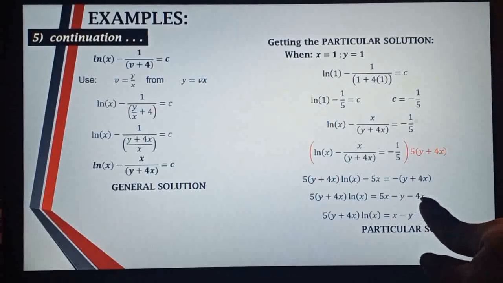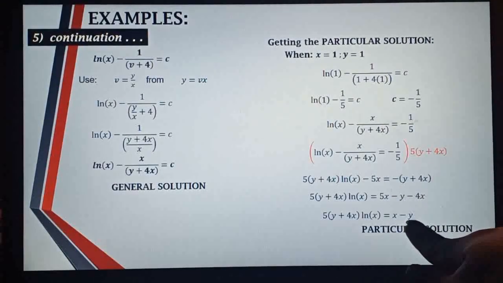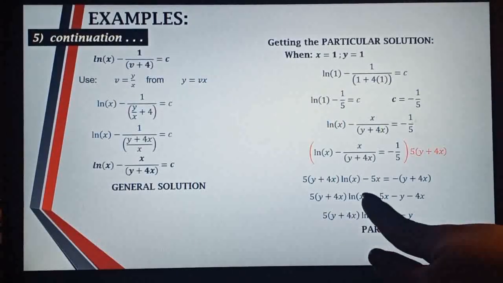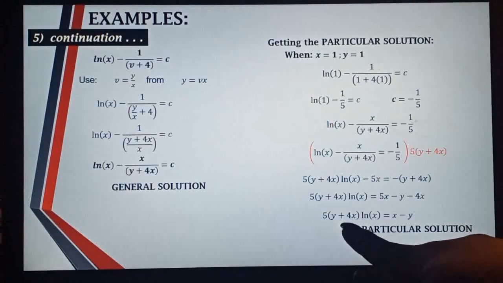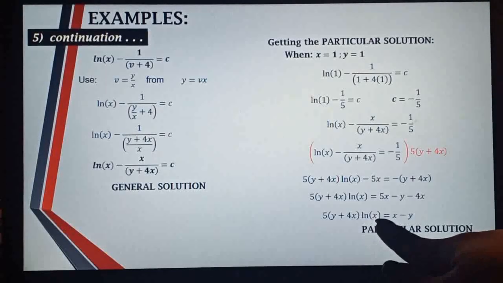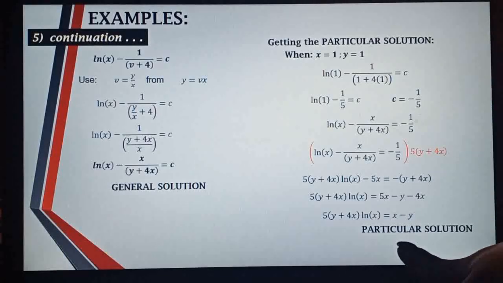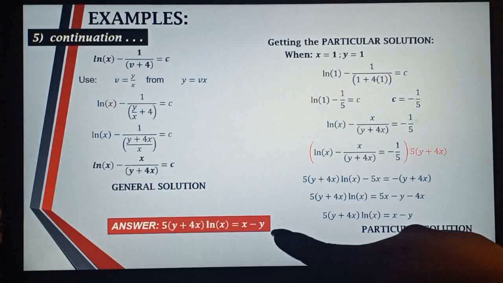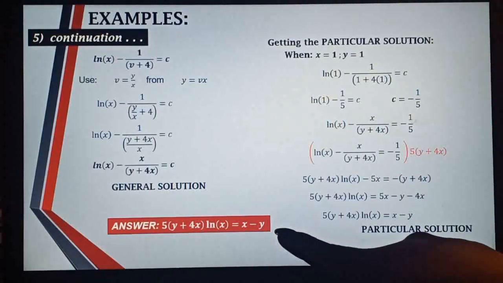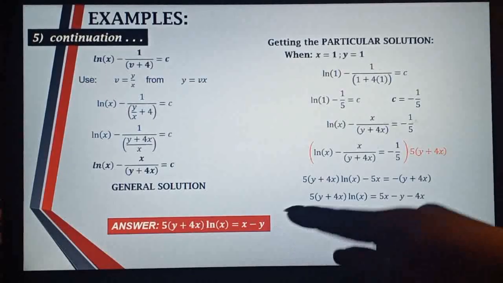Pagsasamahin natin yung parehas may x, that's 5 minus 4, you will have x minus y. Then, wala namang changes dito, so this will be 5 of y plus 4x multiplied to ln of x. Since wala nang presence ni arbitrary constant c, this can be considered as your particular solution. So, if our target is the particular solution of this problem, the final answer for this problem is 5 of y plus 4x multiplied to ln of x equals x minus y.